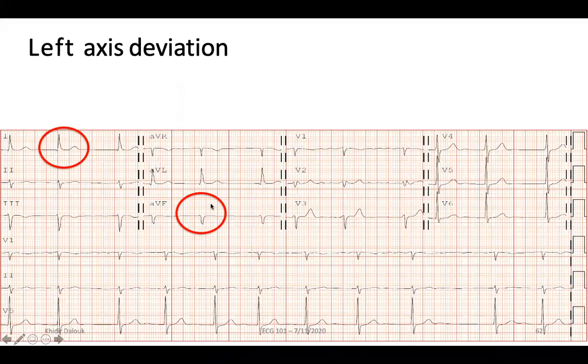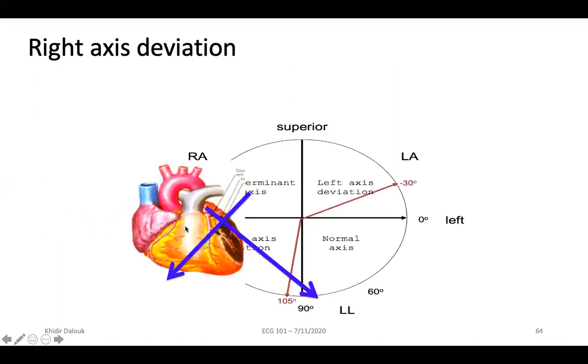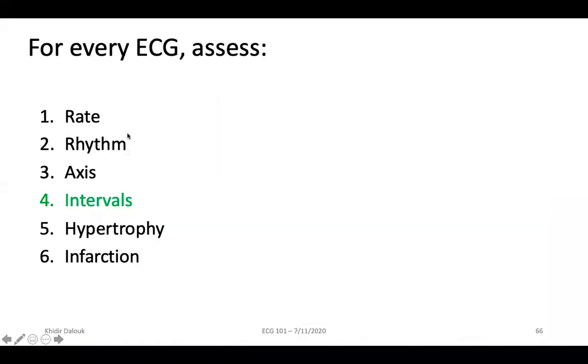This is an example of left axis deviation. You can see here that if you just use the simple rule of lead 1 and AVF, if they're both positive, that's normal. If lead AVF is negative, then that's left axis deviation. If lead 1 is negative, then this is right axis deviation. Right axis deviation can be caused by a lateral infarct, left posterior fascicular block, ventricular pre-excitation, and RVH. This is an example where the axis is going towards the right side. And this is an ECG that is showing that you're going away from lead 1, positive in AVF. This is a right axis ECG, okay?